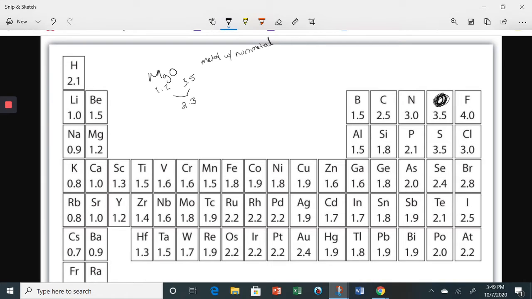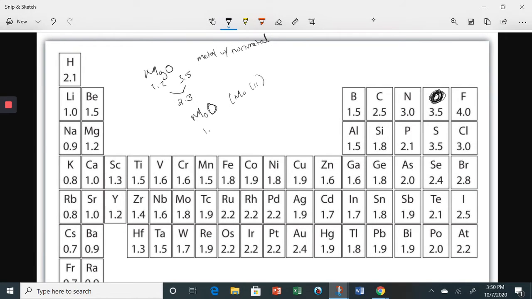I can take something like molybdenum oxide, right? We're going to use molybdenum 2 oxide, so that's molybdenum 2, because it's going to be a plus 2. Just for ease of writing the formula, I have 1.8 and 3.5. Now this difference is going to be a little bit smaller and right on the cusp, really. This difference is going to be 1.7, but it is a metal with a non-metal, so we say that is ionic.